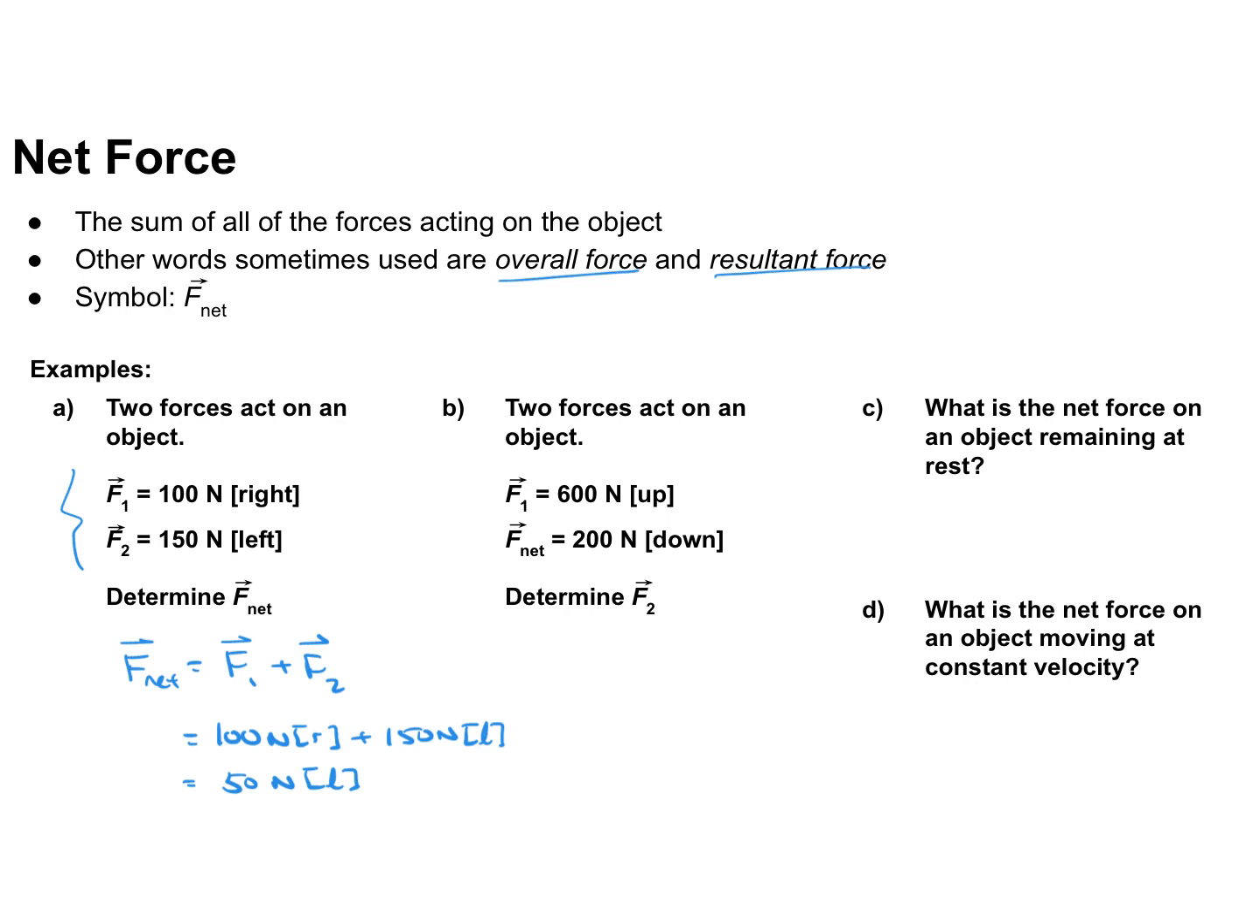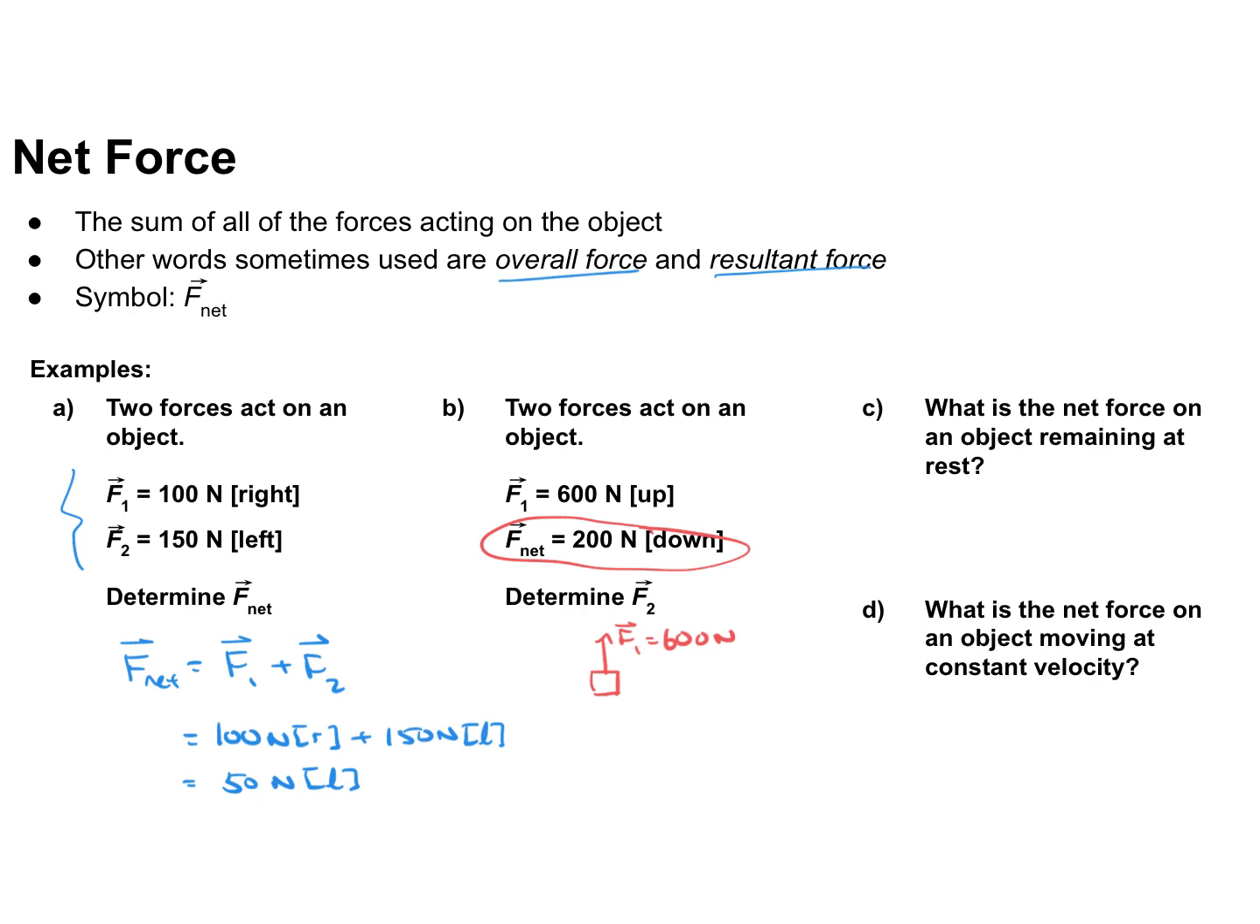All right. B. We have 600 newtons up as one force. Then the net force is 200 newtons down, and we have to determine the second force. You have to think a little bit different here. So I'll have a free body diagram. It's saying that we have a force that's 600 newtons up, so F1 is 600 newtons up. Now we need to find out what the second force is so that the net force makes 200 newtons down.